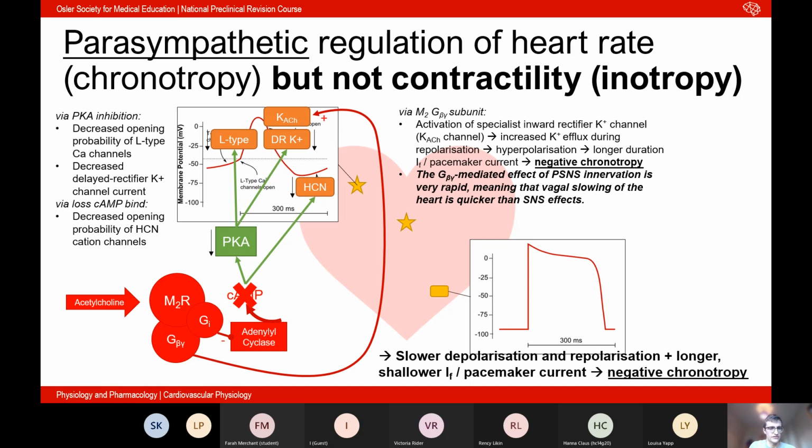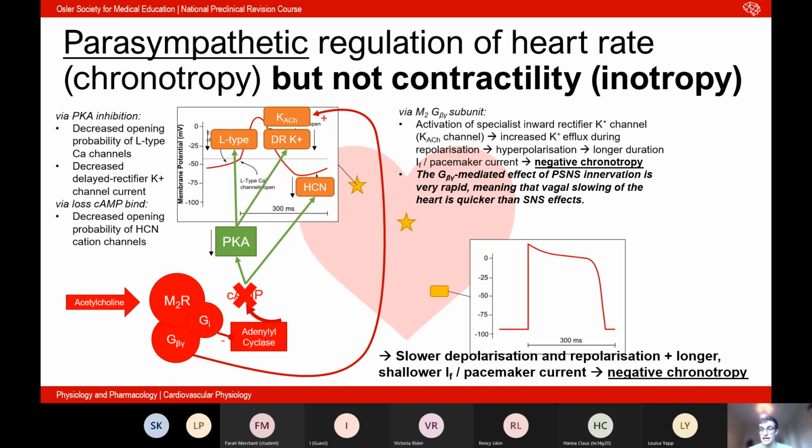Oh, my animations have gone a bit funny. So remember that it's acetylcholine in the parasympathetic nervous system. This acts predominantly through the muscarinic type 2 receptor, which is Gi coupled, and that inhibits adenylyl cyclase. So we in effect get a reversal of all of those processes that we saw before.